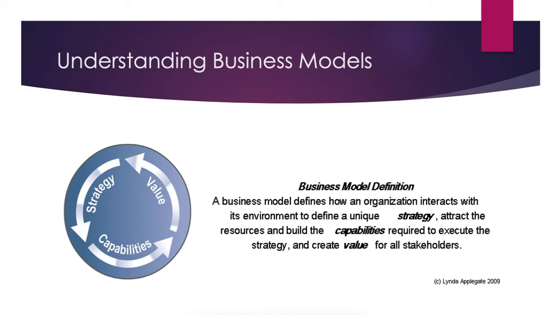For example, strategy of a car for every income bracket, online selling. Capabilities of cars is assembly line, and ROE value. So the three components need to fit and align.